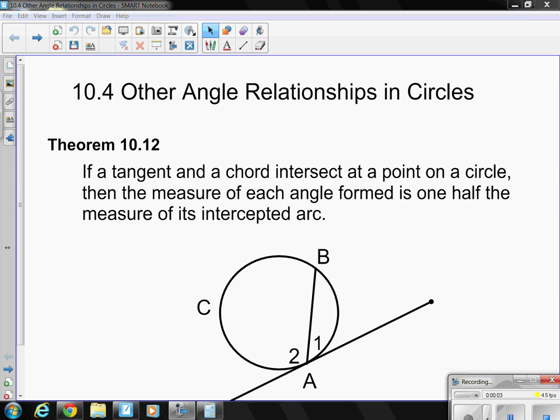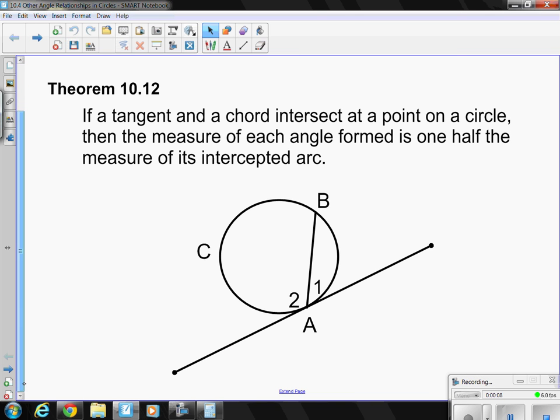10.4 Other angle relationships in circles. A few more theorems. There's going to be a lot of theorems to keep track of, so it's important to understand them and just make common sense out of them. And this theorem is about a tangent line, a line that intersects the circle in one spot, and a chord.